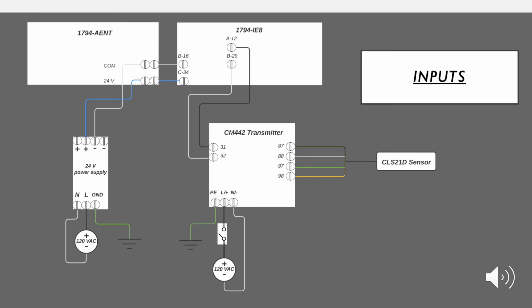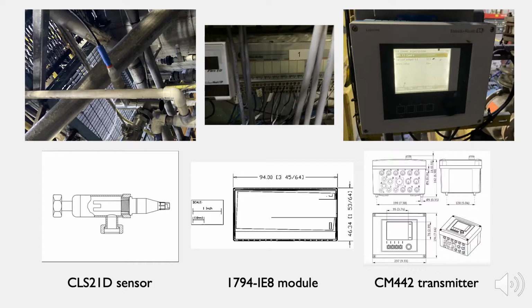It's basically an analog input card, and that is receiving data from the CM442 transmitter, and that is being powered by 120 volts AC and has a switch on it, and it is receiving data from a sensor that is in the pipes that go to the cooling tower.